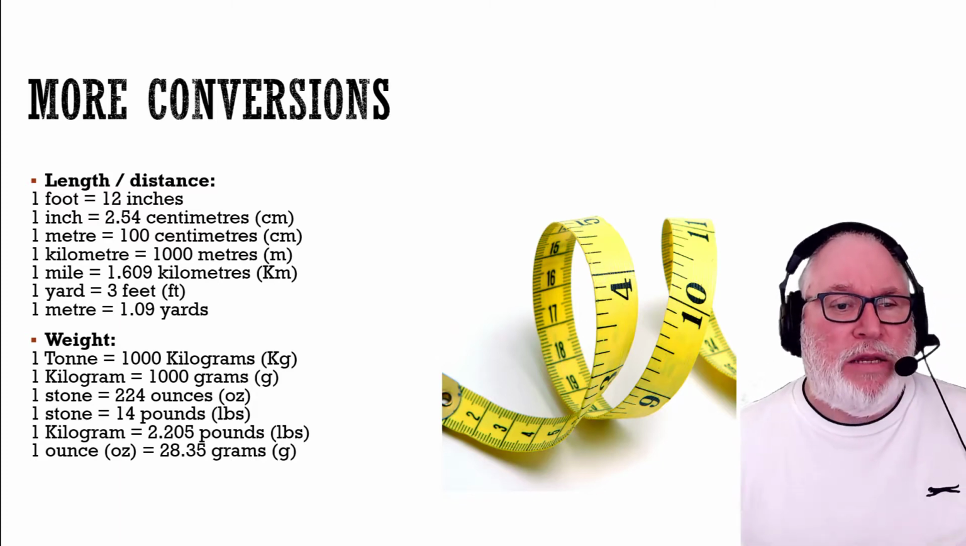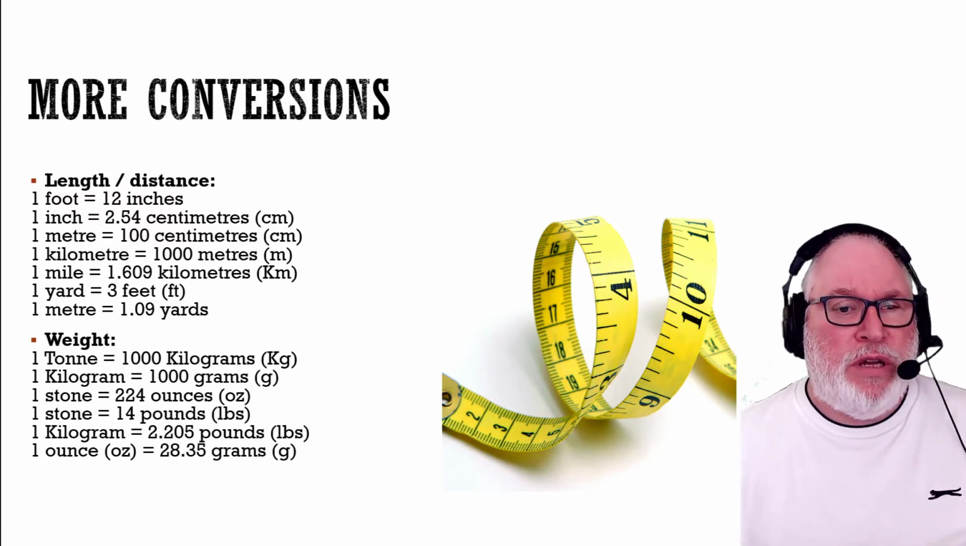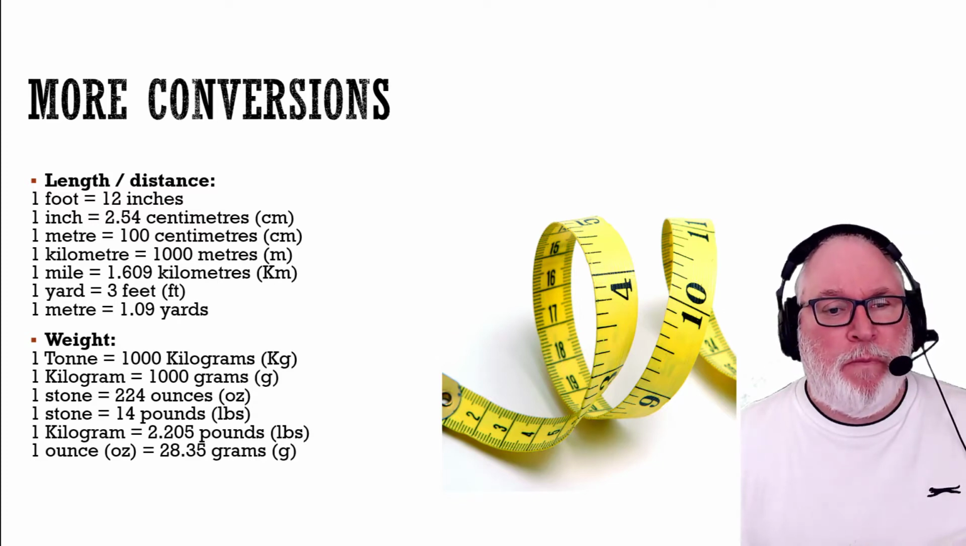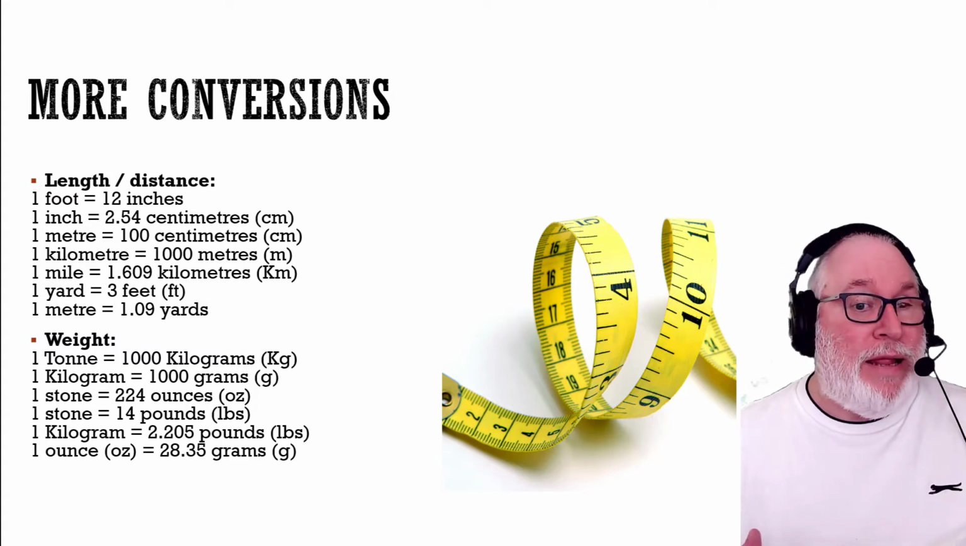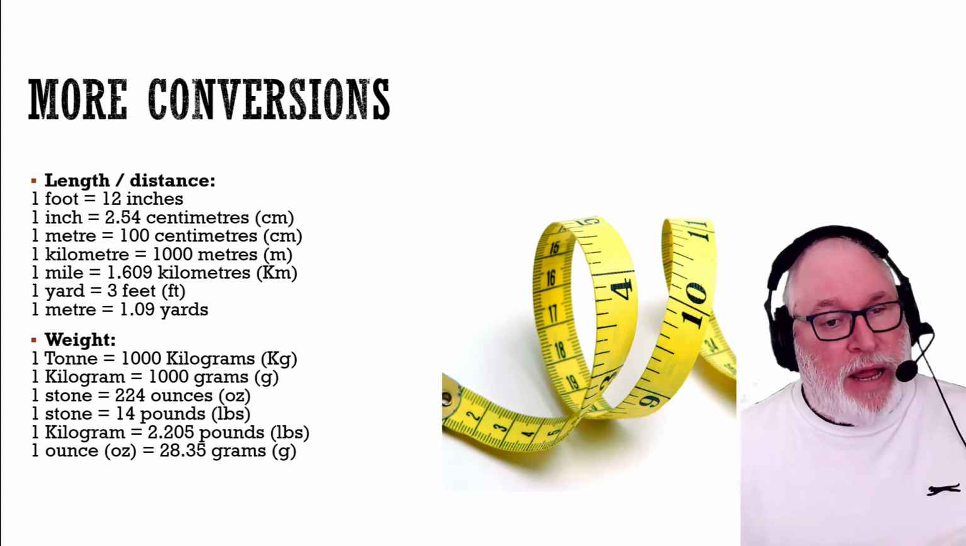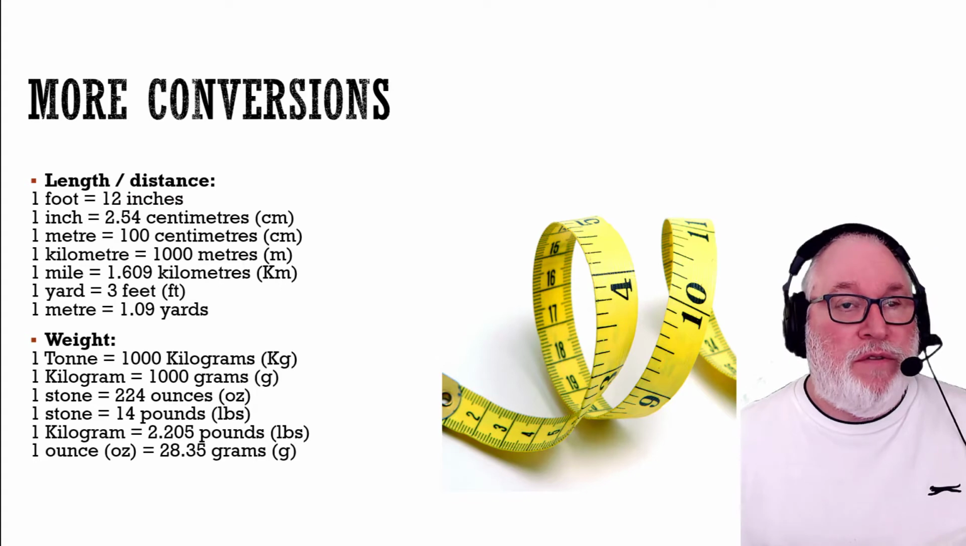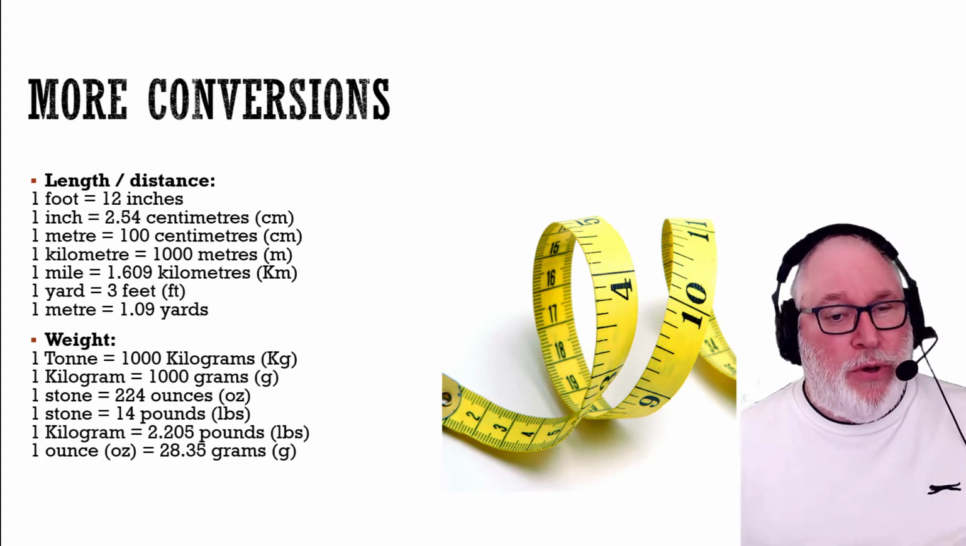So here's weight. It's worth having a wee note of these as well. So 1 tonne is equivalent to 1,000 kilograms. Notice I've put the symbols down here as well for the conversions so that you can see them. So 1 kilogram is 1,000 grams. If you wanted to take a tonne way down to grams, you could do that.